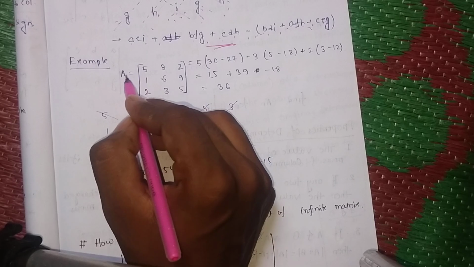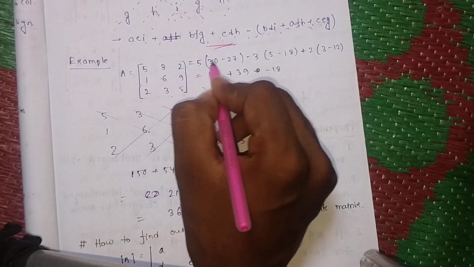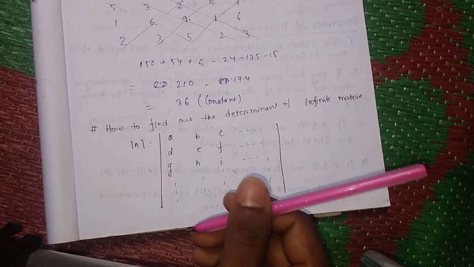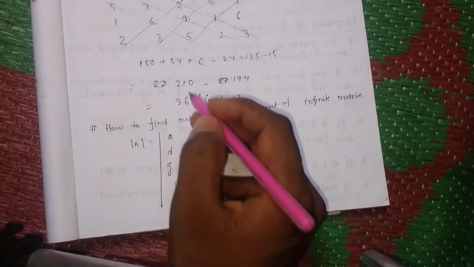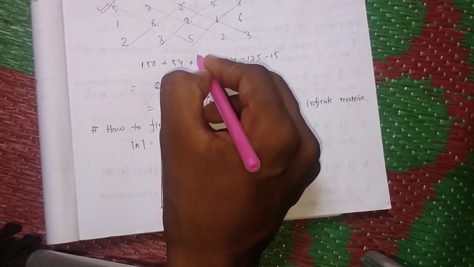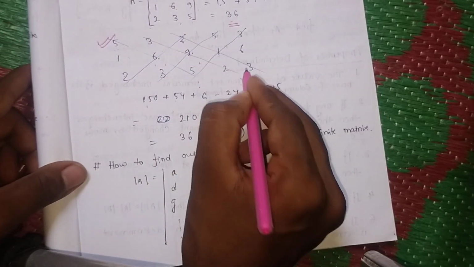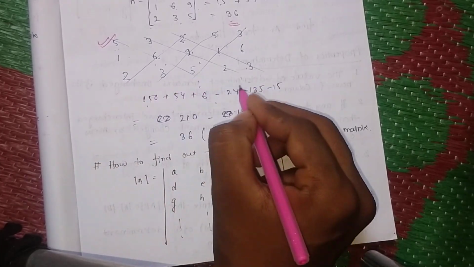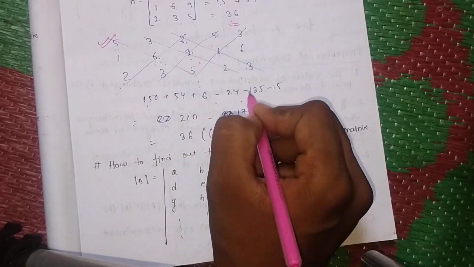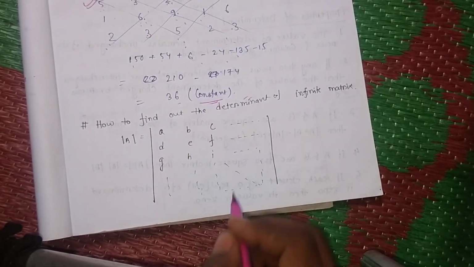Now an example: if A is the matrix with rows 5, 3, 2; 1, 6, 9; 2, 3, 5, then the value of this determinant can be calculated as 36. By the shortcut method you can find this: 5 times (6, 9; 3, 5), which is 5 times (30 minus 27) = 15, and so on with the other terms. The actual value is 36 and both values are the same.